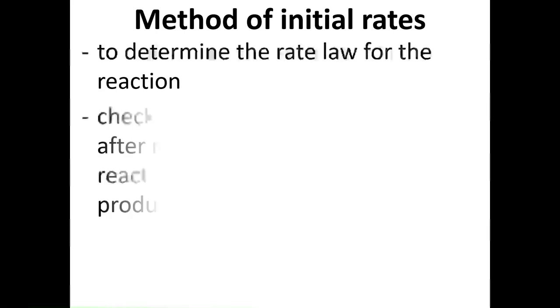So we're going to talk about an experimental method. Since you can't look at the overall balanced equation and figure out the rate law from just looking at that, you have to go experiment until you can figure out something about the reaction mechanism to try to determine the rate law. Well, the method of initial rates is one experimental method for figuring out the rate law for a reaction. That's what its purpose is: to determine the rate law for the reaction.